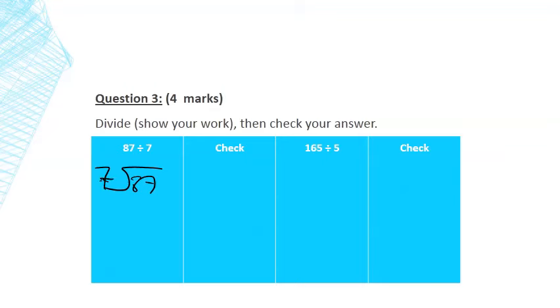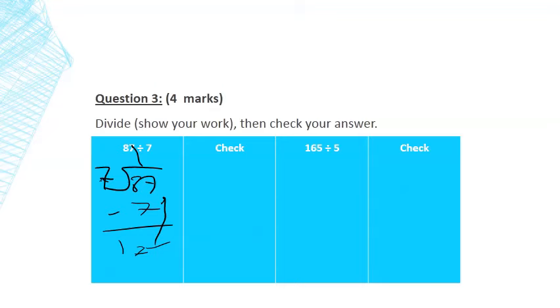7 times what gives 8? Nothing. 7 times what gives 7? 1. Yes. We put minus 7 here. 8 minus 7 is 1. We bring down the 7. Yes. We have 17 now.